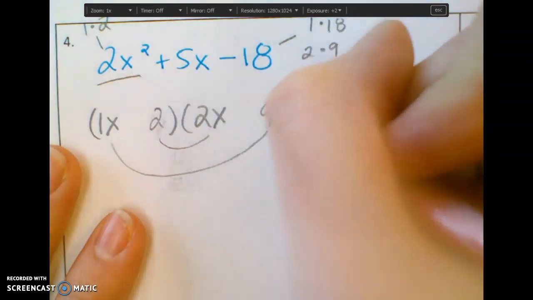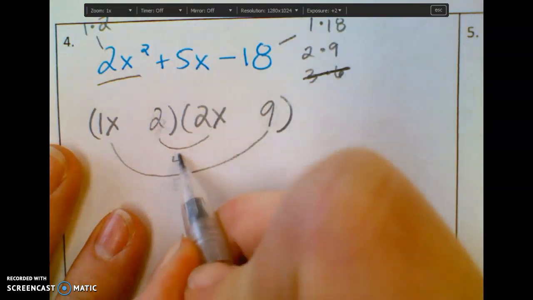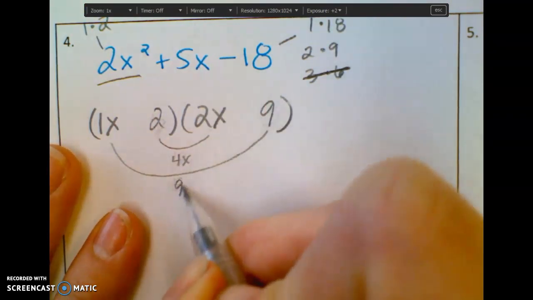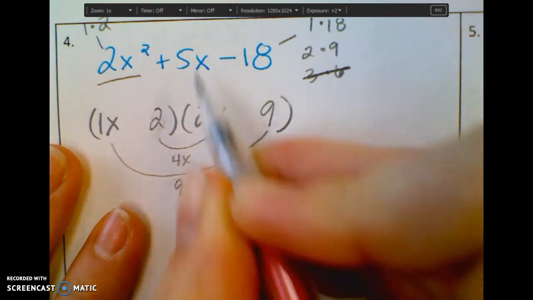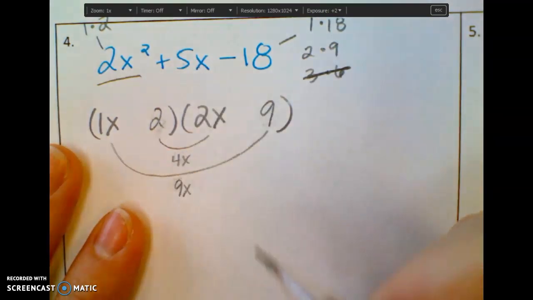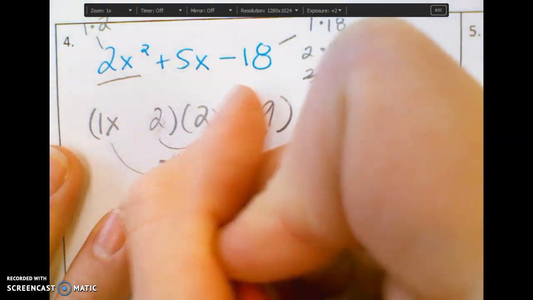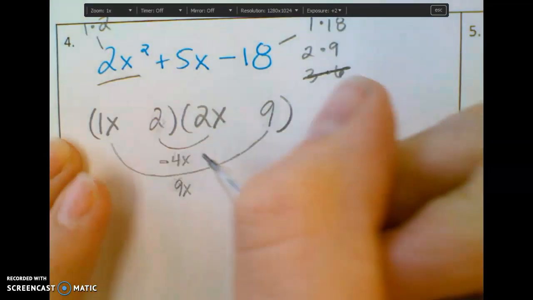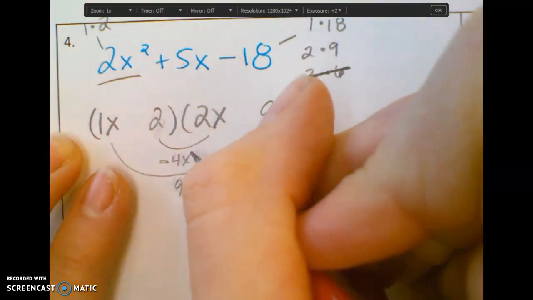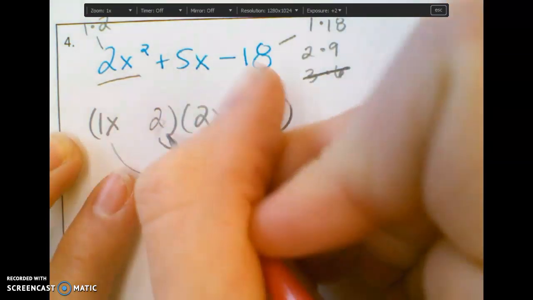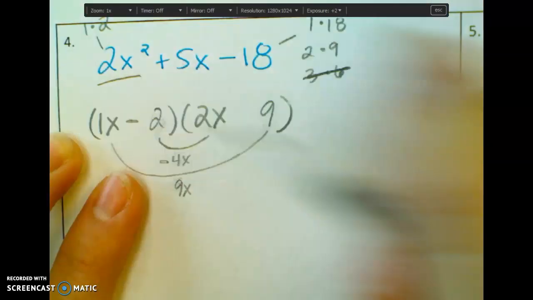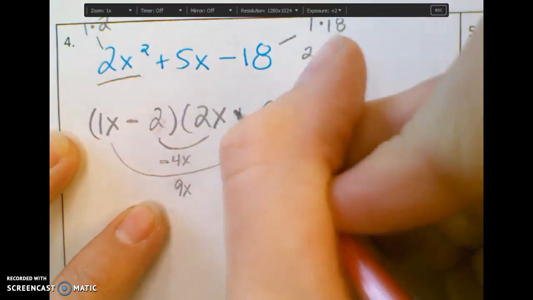2 and 9. Well, inner product is 4x. Outer product is 9x. Is there a way for us to make 4x and 9x into 5x? Yes, there is. 9 minus 4 is 5. So if I make that 4 negative, then we'll have a positive 5x. Well, now we need to make our inner product negative, so negative 2. Outer product should be positive.